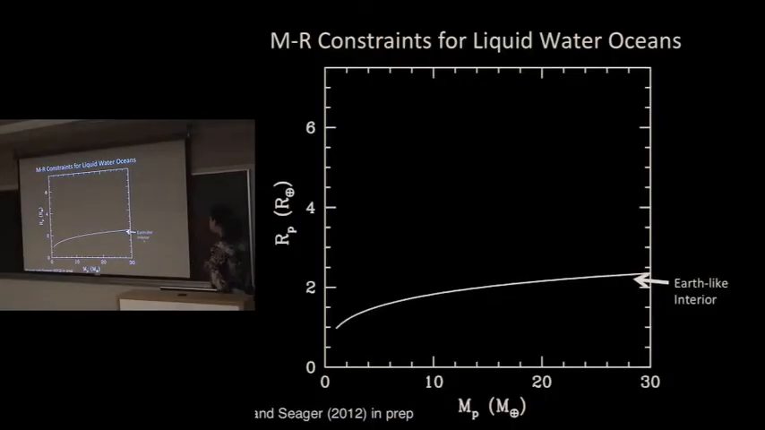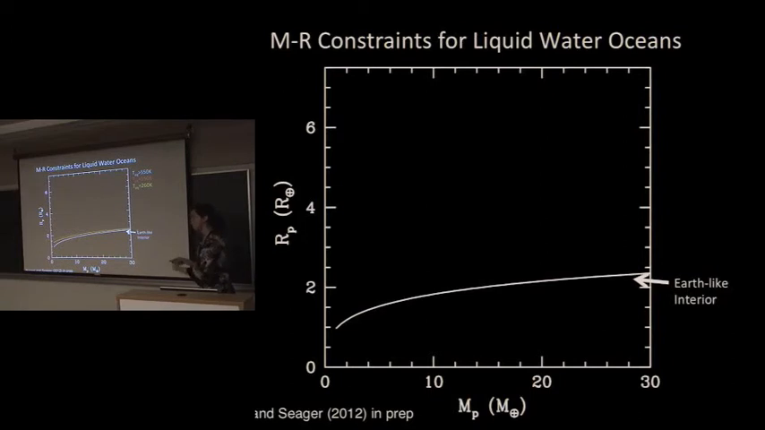So we'll start with an illustrative choice of an Earth-like interior composition for the planet rocky core. This is a mass radius relationship for just a naked core that's 30% iron and 70% silicates. And then if I consider the upper limits to the radius of planets with liquid water oceans and hydrogen-dominated gas envelopes, this is what I get.